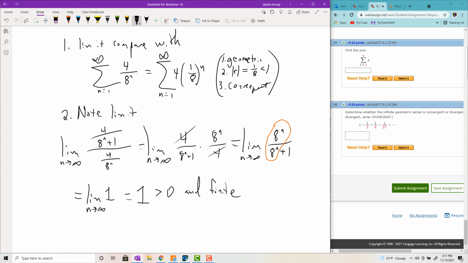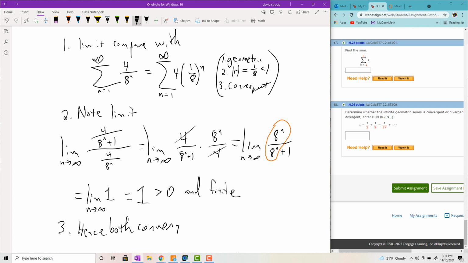So if you go back and read the test, it'll say you're looking at this limit, and if the limit is greater than 0 and finite, then both series have the same behavior. It doesn't say that they both converge. It just says that they both have the same behavior. So in our case, because step 1 said it converged, both series converge. Okay, so hence both converge.